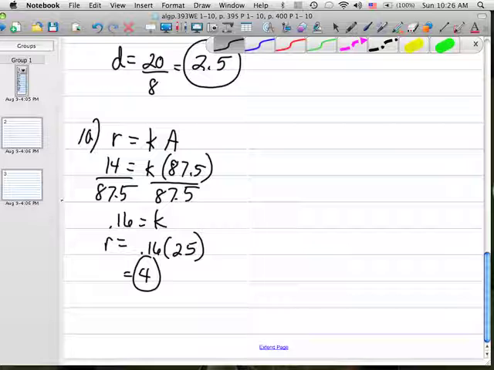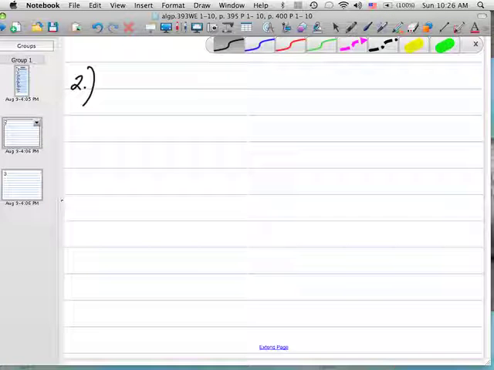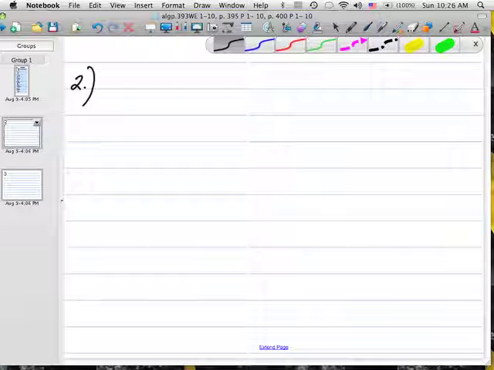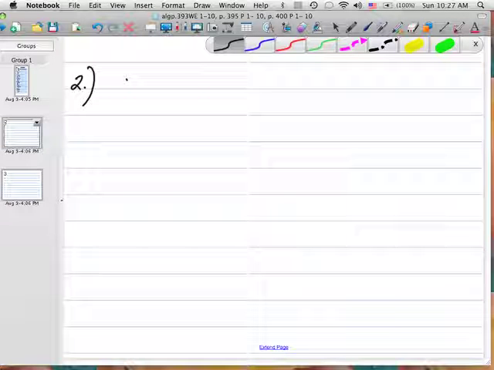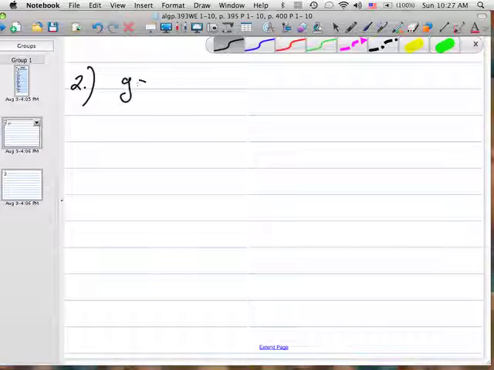Now we're on page 395, problems 1 to 10. Problem number 2. A certain car uses 15 gallons of gasoline in 3 hours. If the rate of gasoline consumption is constant, how much gasoline will the car use on a 35-hour trip? We're going to use direct variation. So the amount of gasoline varies directly as the time used. So we'll say gasoline equals K times time.